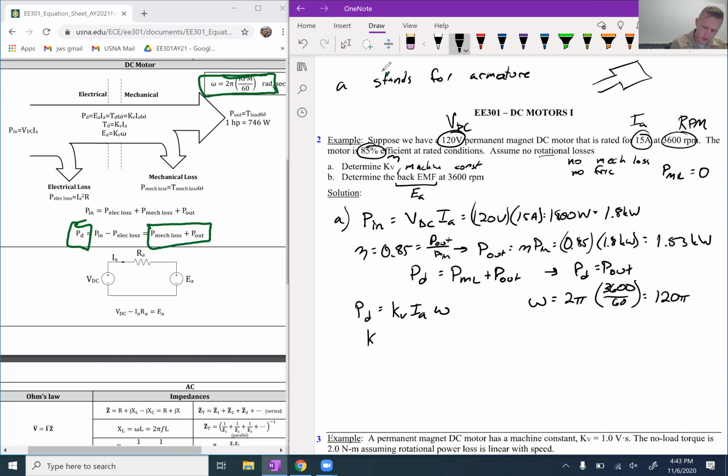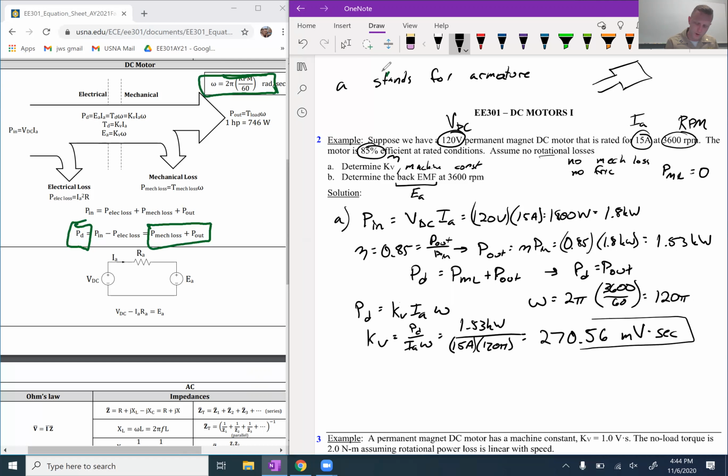Okay, so now I rearrange. KV equals P developed divided by IA omega. That power developed, 1.53 kilowatts divided by 15 amps, 120 pi. And I'm left with 0.02056 volt seconds. If you needed to write the radians per second to see that, you could, but that seconds is going to go up top, and the watts divided by amps gives me volts.